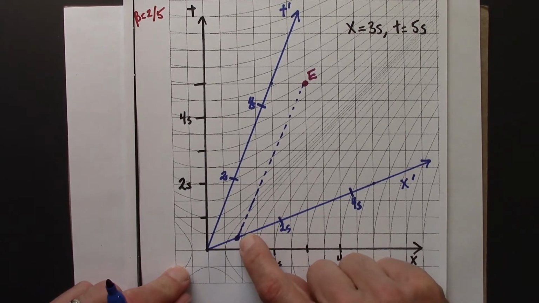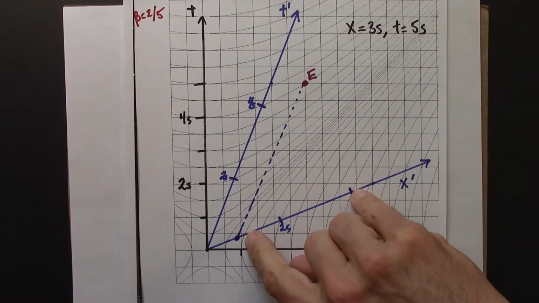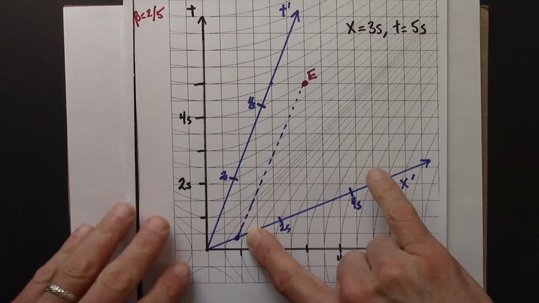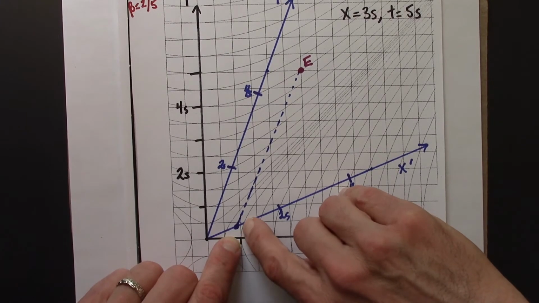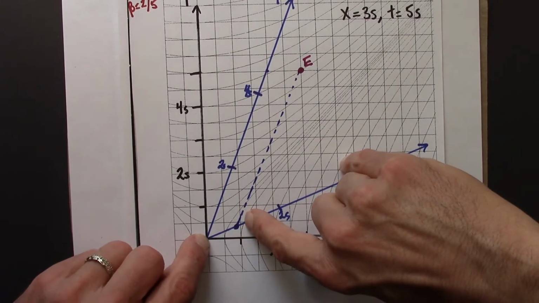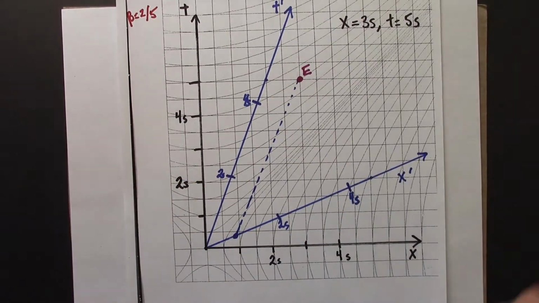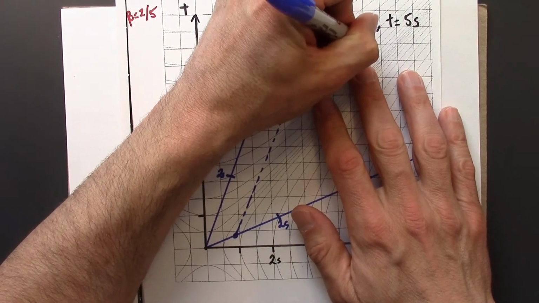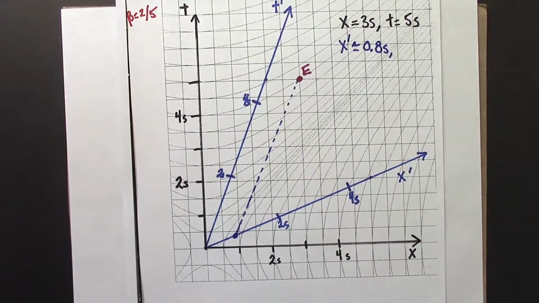So that looks like, to me, a little bit less than, oh boy, well, let's see. How am I going to calibrate this? All right, so this is 2. This is 1. That's right where the hyperbola intersects there. So the distance between my two fingernails is 1. So I'm going to say that's maybe about 0.8. So x prime is very roughly 0.8 seconds.